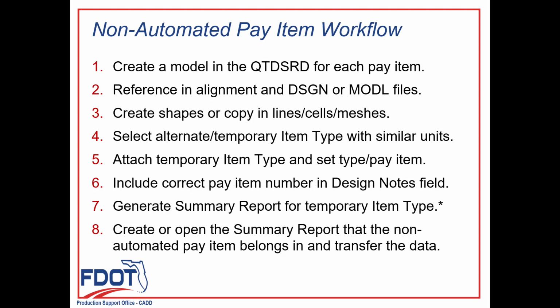You'll need to type in the correct pay item number, description, and units of measure. Then you can copy the quantity and location data from the temporary file. If you're adding this information to another report that was already automated, you may have to move some of the data around to insert the pay item in the correct order. Now that we've talked about the workflow, let's jump into the next exercise and see how it works.